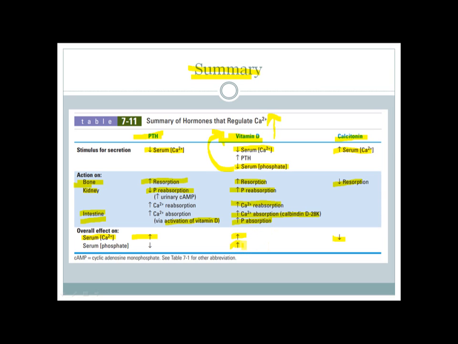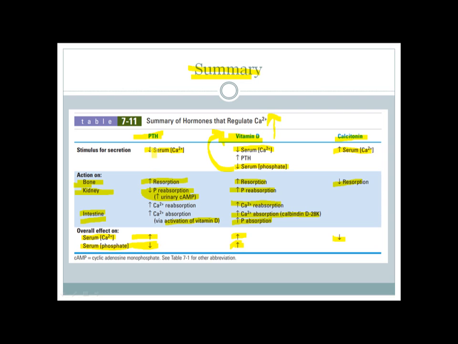But parathyroid hormone has the exact opposite effects on phosphate, especially on the kidney. Parathyroid hormone decreases the reabsorption of phosphate from the kidney. As there is a decrease in phosphate reabsorption in the kidney, it will ultimately lead to a reduction in phosphate level in the blood. So parathyroid hormone reduces phosphate in the blood, so serum phosphate reduces ultimately.